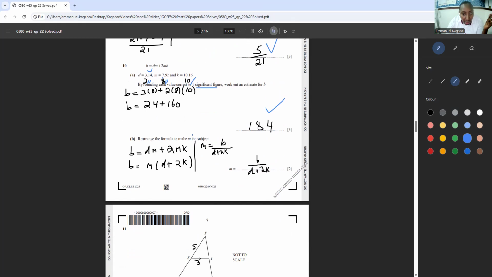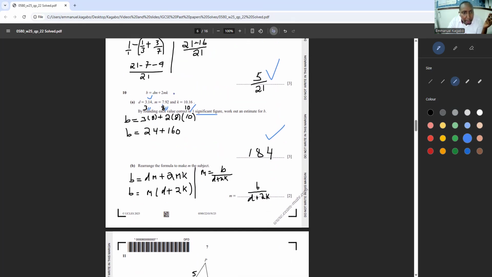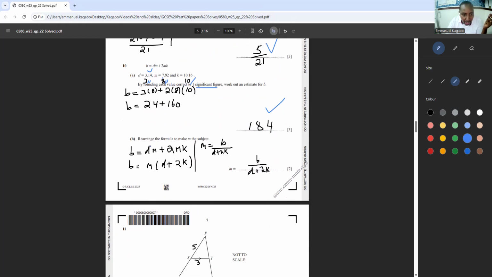Then they said rearrange the formula to make M the subject. We are making M the subject, and M is appearing in two terms. So the first thing I need to do is factorize M. M is common, so I factorize it, because it's appearing in two places. I take M outside. So B is equal to M outside, multiplied by D plus 2K. What am I making the subject? M. Therefore, I divide by D plus 2K on both sides. Therefore, M will be given by that.